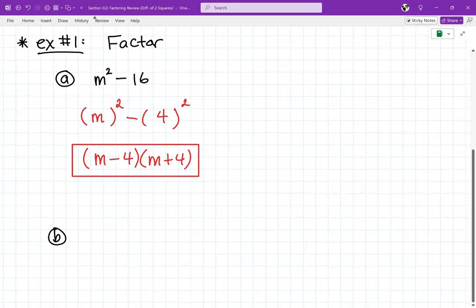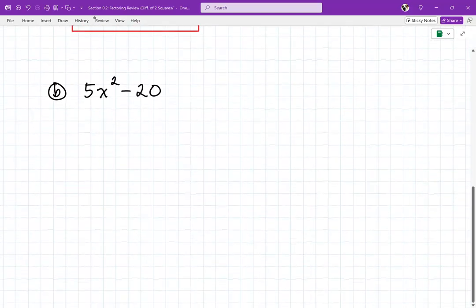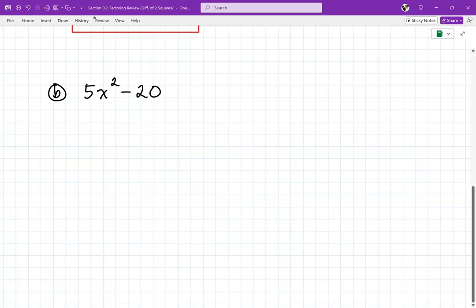But if I want you to factor something like this, now this one is a little tricky. So I'm going to tell you right now, don't write down what I'm about to do, because what I'm about to do is not going to be right. I have to do something first. So again, don't write this down. You can write down the problem, just don't write down what I'm about to do.